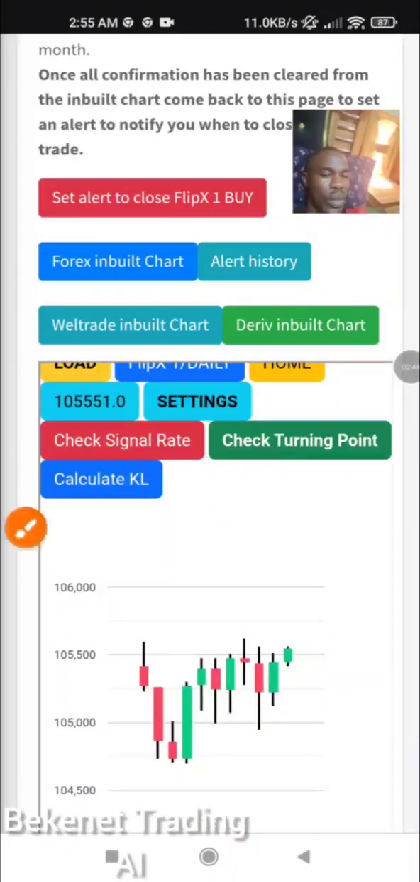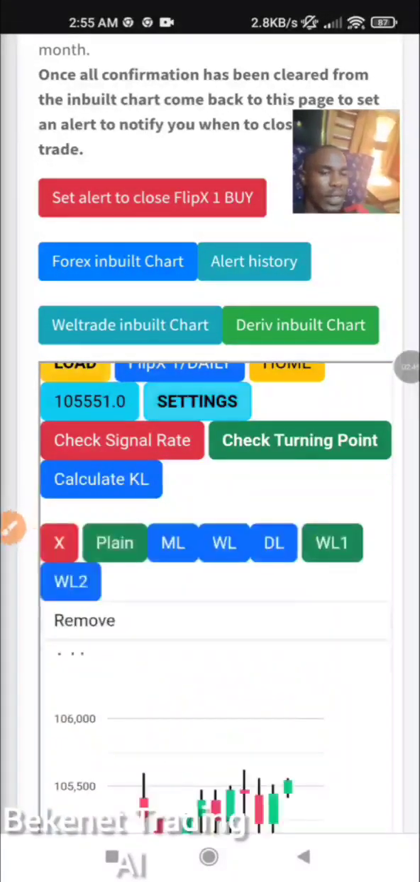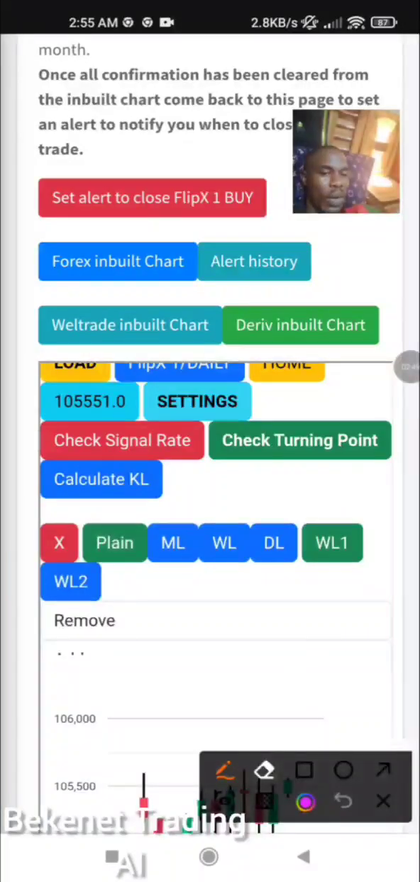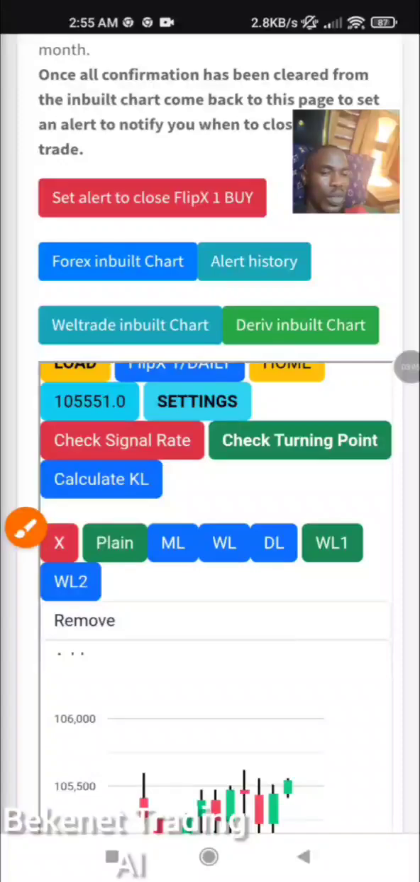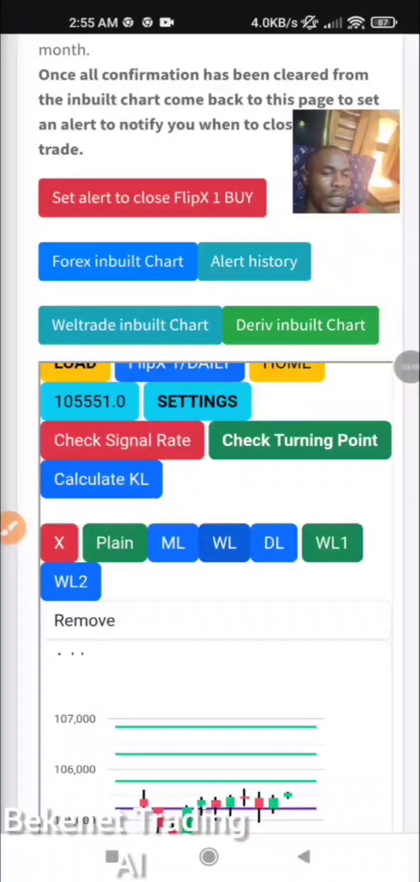Do you understand? So I'm going to click settings. From these settings, we have our weekly key level, last week key level, last 2 weeks key level. So we want to make sure that the price or trade I want to take is not close to any resistance at all, be it this week, last week, or last 2 weeks key level. So I'm just going to be clicking WL. As you can see, it will generate a key level for me.